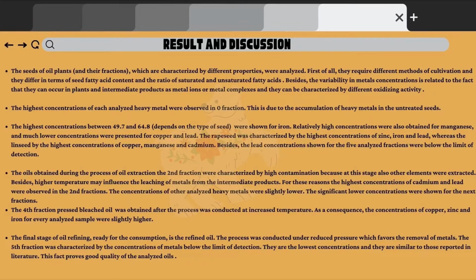The fourth fraction, pressed bleached oil, was obtained after the process was conducted at increased temperature. As a consequence, the concentration of copper, zinc, and iron for every analyzed sample was slightly higher. The final stage of oil refining ready for consumption is the refined oil. The process was conducted under reduced pressure, which favors the removal of metal. The fifth fraction was characterized by the concentration of metal below the limit of detection. They are the lowest concentrations and they are similar to the doses reported in literature. This fact proves good quality of the analyzed oil.